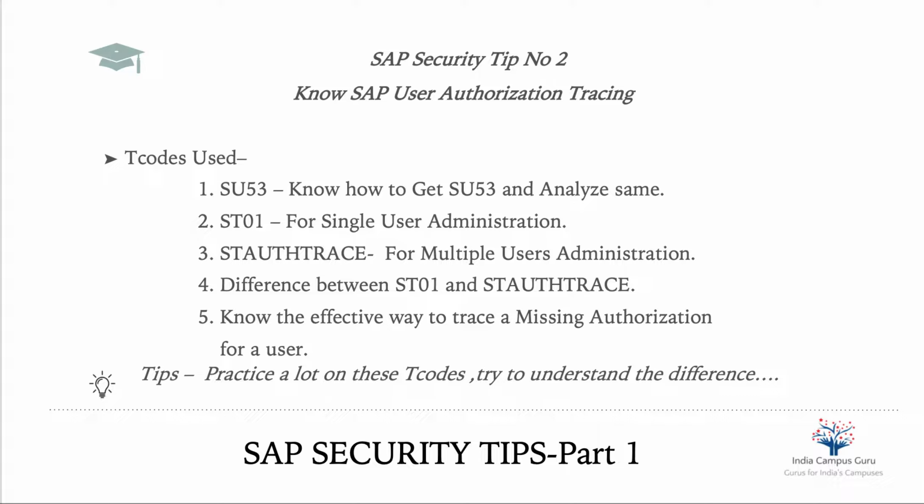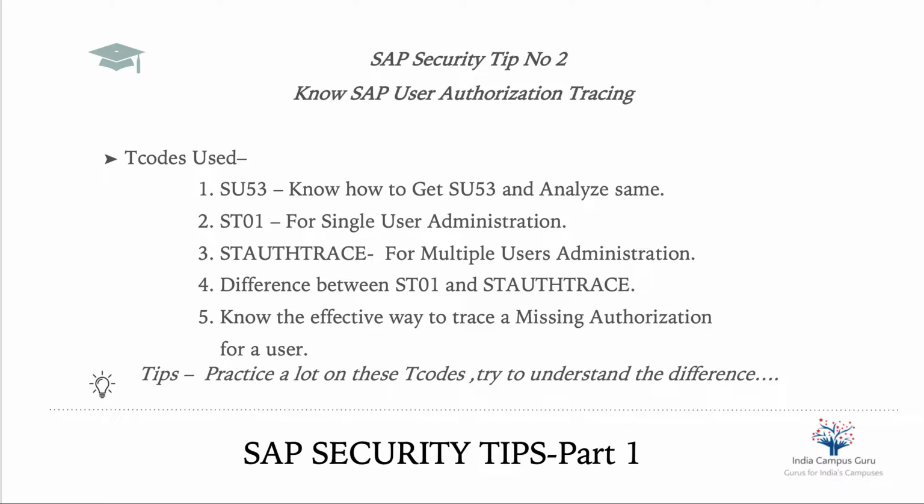Okay, so we talked about users, how you create a user, and how you assign a role. Then the next question comes when you're supporting a project or a customer: how do you troubleshoot if a user is having authorization issues? How do you trace for any authorization issues? So the first T code you need, and I would say your biggest help, the best friend of a security person, is SU53.